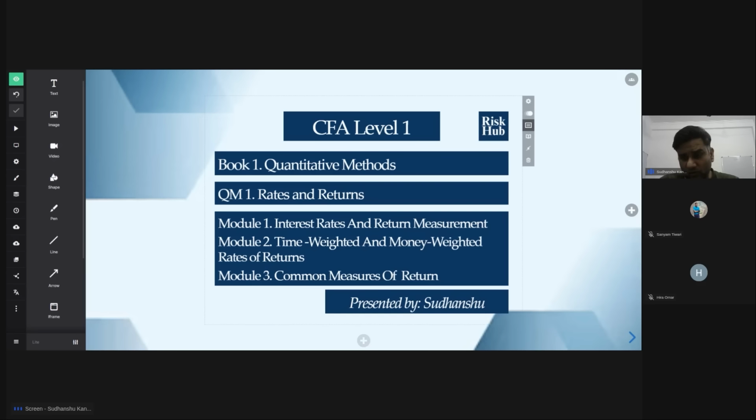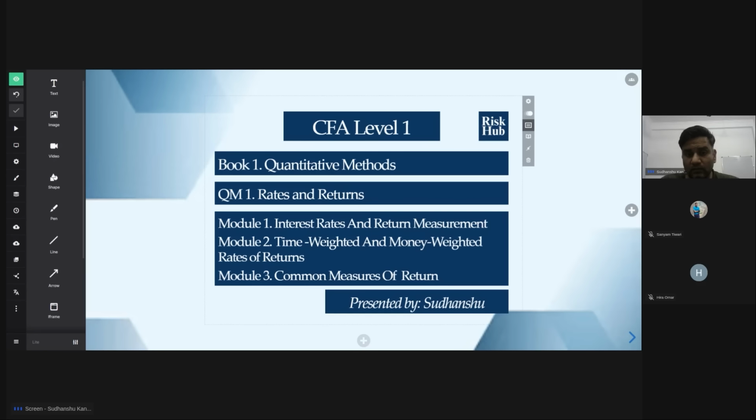So when I talk about rates and returns, this is the most fundamental concept of finance. This particular topic lays the foundation for everything else in finance, especially your quantitative methods. Why does it lay the foundation? Because rates and returns are important from your bond valuation to your equity analysis to your portfolio return measurement, everything. So we try to understand what interest rates actually mean, how they are structured, and how to measure your returns from investment in different time frames, different time periods, etc.